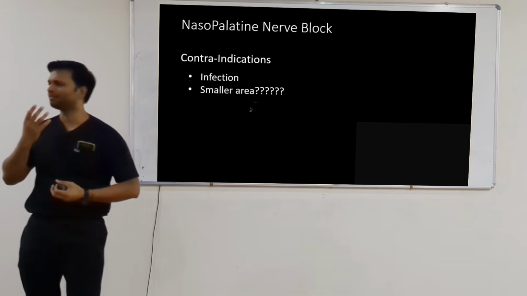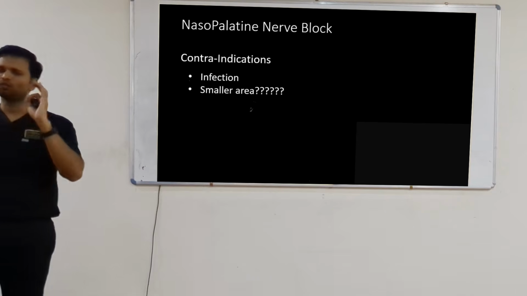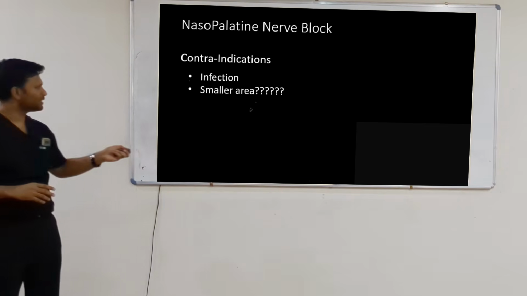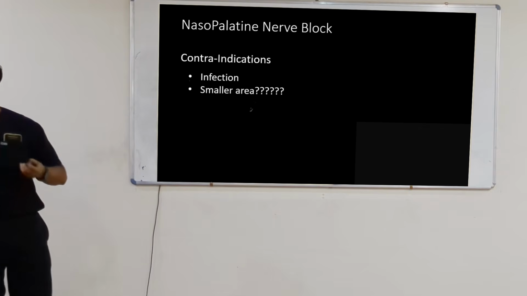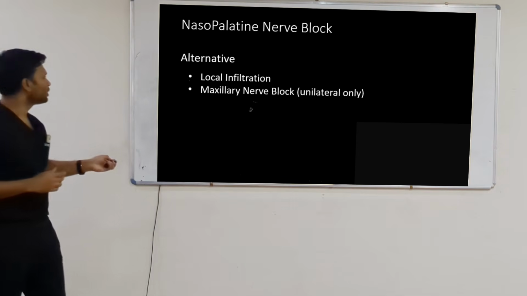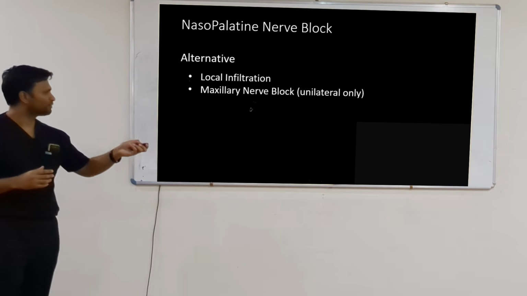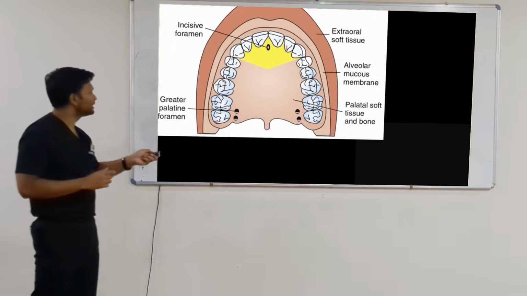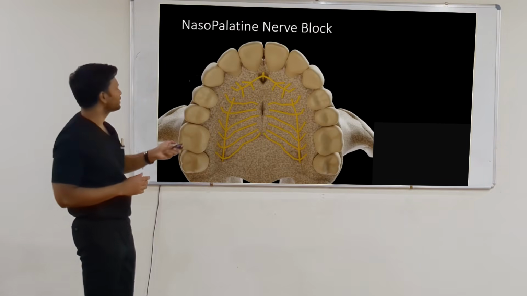Contraindication, again, if there is infection in that region, or if you don't want anesthesia in such a larger area, you can go for infiltration. Again, question mark लगा के रखा है मैंने for the reason because I don't follow this. So alternative, as always, local infiltration and maxillary nerve block, that is only unilateral. Now, if you see, let's go back.